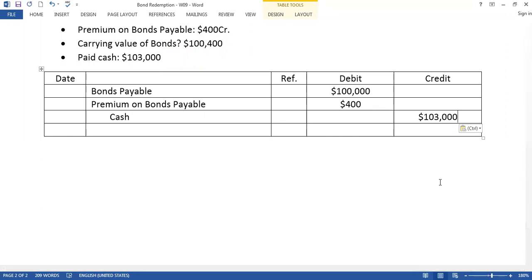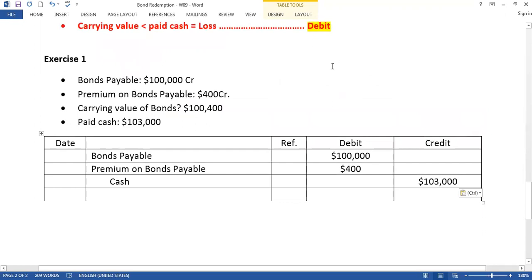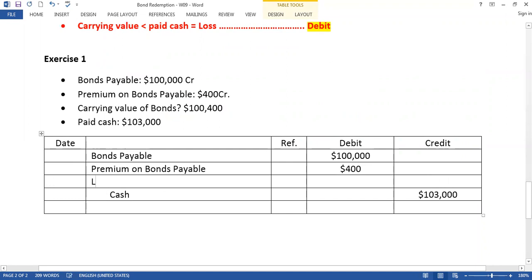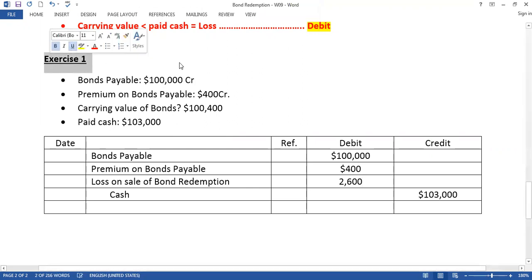Now tell me, do we have a gain or loss according to this transaction? Loss. And is loss debit or credit? Loss is debit, right? So we have to record here loss on sale of bond redemption. Loss on sale of bond redemption is how much? 2,600. So this is the journal entry for bond redemption.